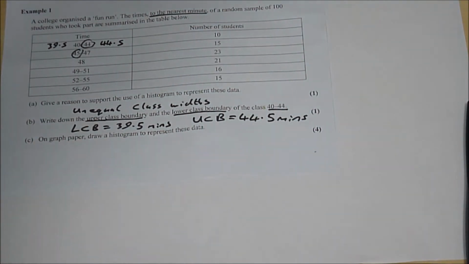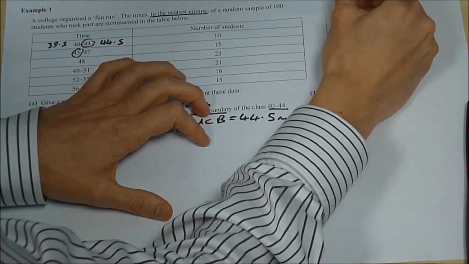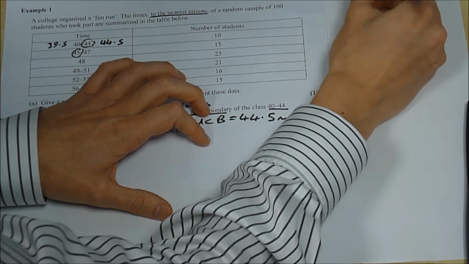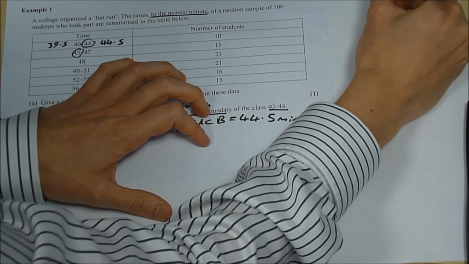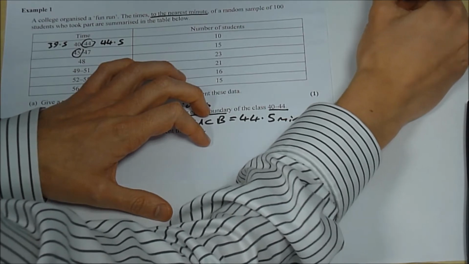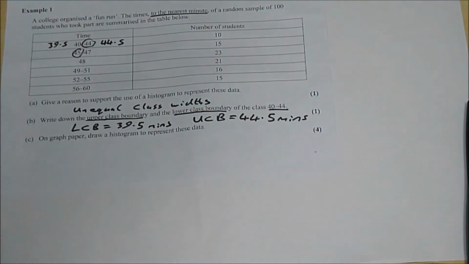Now we've got the main part, the 4 marks, part C: on graph paper, draw a histogram to represent the data. Right, well, I remember that my frequency density is going to equal k times my frequency divided by my class width. So let's have a think about this and let's put our class widths in.